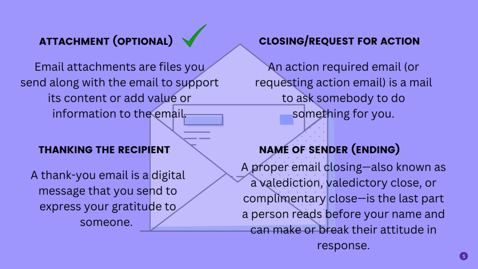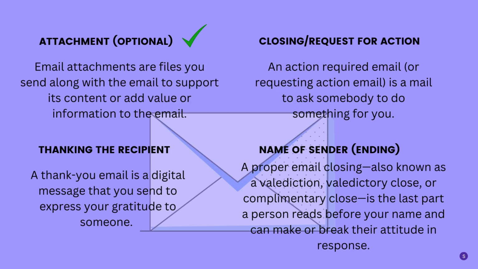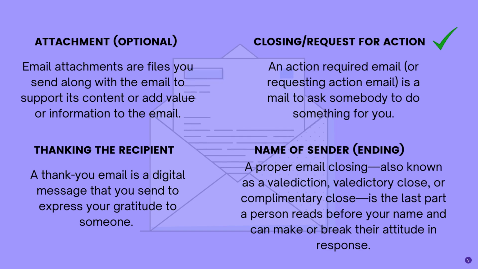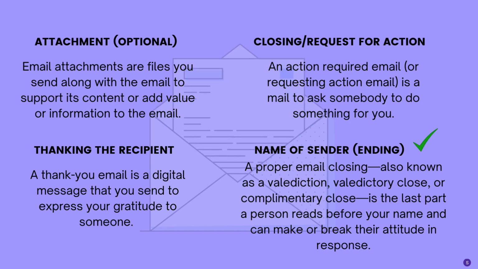Email attachments are files you send along with the email to support its content or add value or information to the email. Secondly, closing or request for action. An action required email is a mail to ask somebody to do something for you. Thirdly, thanking the recipient is a digital message that you send to express your gratitude to someone. Lastly, name of sender is a proper email closing, also known as validation close or complimentary close. It's the last part a person reads before your name and can make or break their attitude in response.